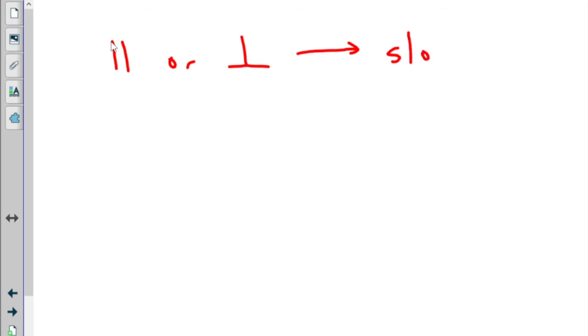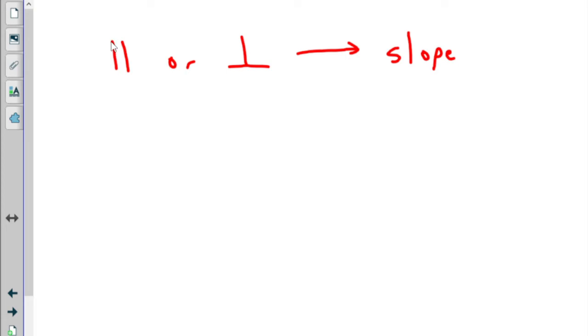the slope formula. So if I have a definition that involves needing parallel or perpendicular lines, I want to look at my slopes. Parallel, the slopes should be the same. Perpendicular, opposite reciprocals. Change your sign, flip your fraction.